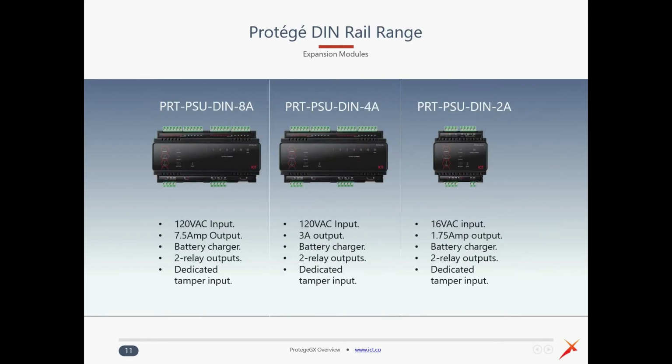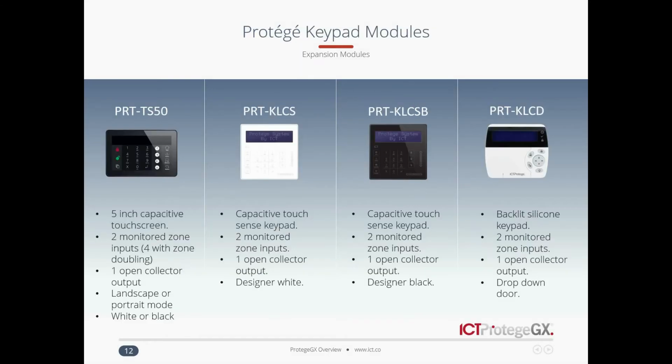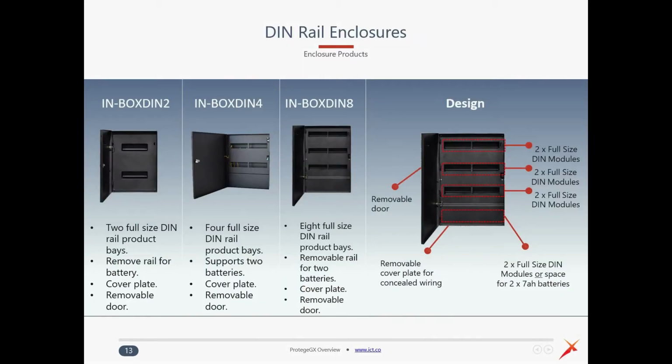Our DIN rail mounting supervised power supplies also connect to the same bus line as all of the controllers and expanders, and they are offered in a 2 amp, a 4 amp, or even an 8 amp configuration. For any application that needs intrusion keypads, we actually have a variety of models to offer you, including our brand new 5-inch capacitive touchscreen keypad, which is available in either black or white. Our DIN rail enclosures are designed to make your installations clean and simple.